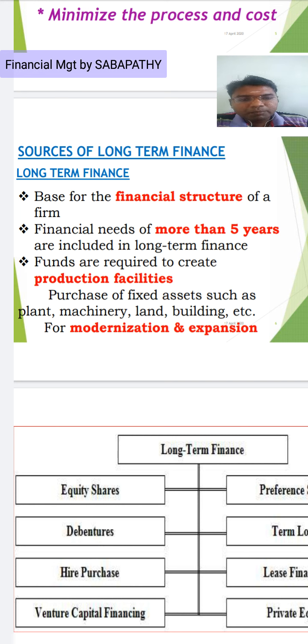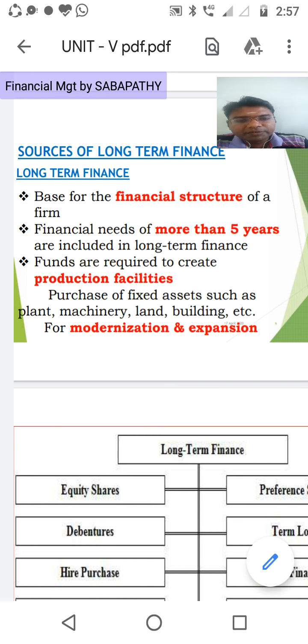So in a company, what are all the things coming under the long-term finances? Production facilities, purchase of fixed assets such as plant, machinery, land and building, modernization and expansion of the company.